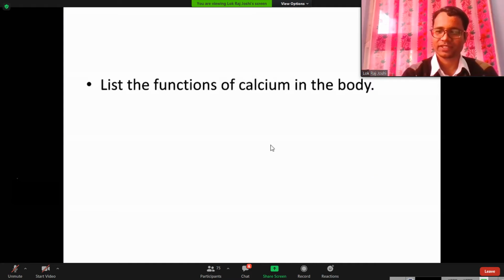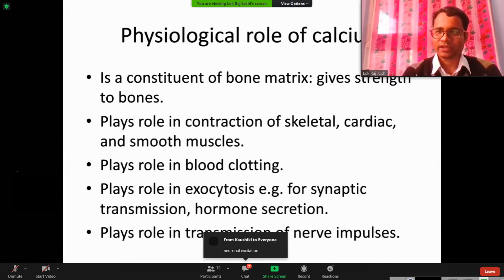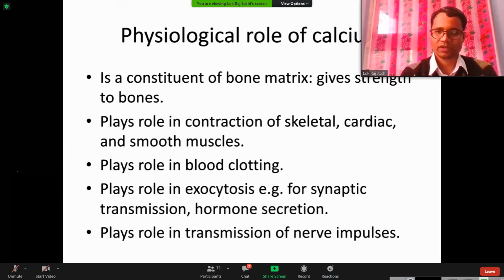Okay. Now let's see the list again. There are many functions, but to remember some important ones, as you have mentioned, it is a constituent of bone substance. It will be better to say constituent of bone only, matrix mainly related to the other organic substances. You can just say bone. And bone strength and also teeth. It is responsible for strength of the bone or formation of bone and teeth.